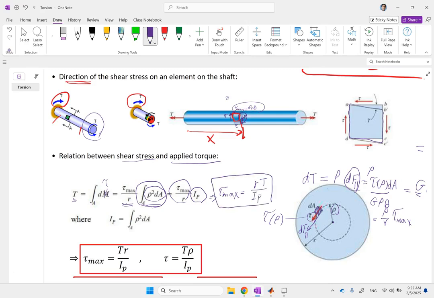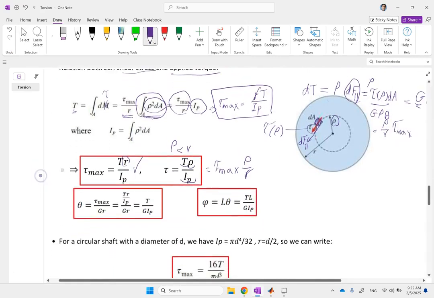So this is the maximum shear stress based on the torque, based on the radius, and based on the polar moment of the cross section. So that is your tau max, and tau was tau max, right? Remember, it was tau max times rho over r. So if you multiply that by that, this r and this r would cancel. Tau is going to be T times rho over IP, as opposed to r. It's going to be rho, and remember, rho was less than r.